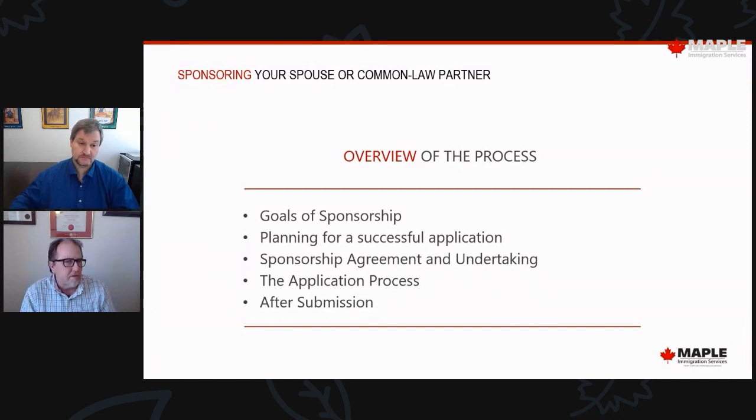So for the sponsor, probably one of the most important things, when you look at the government forms, there's a couple of big words on the forms. One is called the sponsorship agreement and the undertaking. Undertaking has such an ominous tone to it, right? I mean, it sounds like you're going to be working in a funeral home. But what is an undertaking?